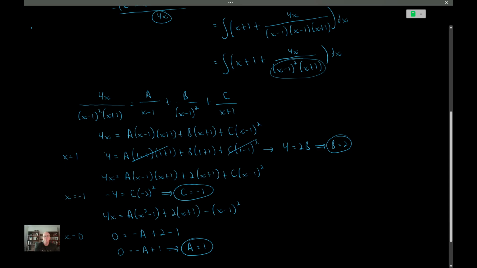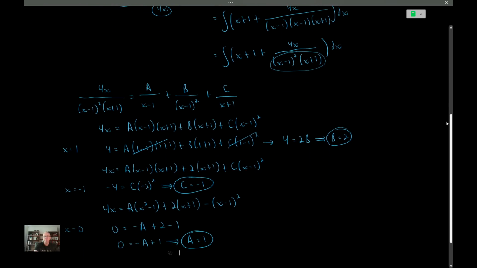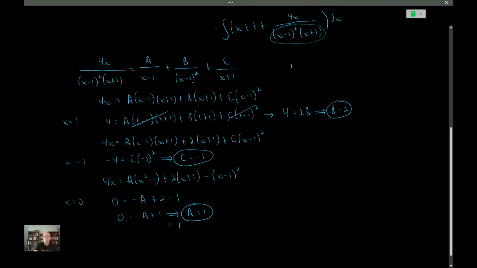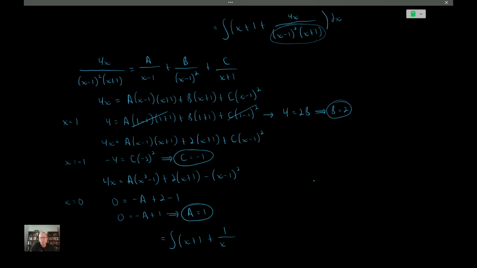Okay, so now we can rewrite our integral. We're going to rewrite this in terms of our a, b, and c, where we have it like this. Okay, and let's not forget our x plus 1, so we'll go ahead and write that too. So the integral of x plus 1 plus 1 over x minus 1. b is 2, so that would be plus 2 over (x minus 1) squared, and then c is negative 1, so minus 1 over x plus 1 dx.